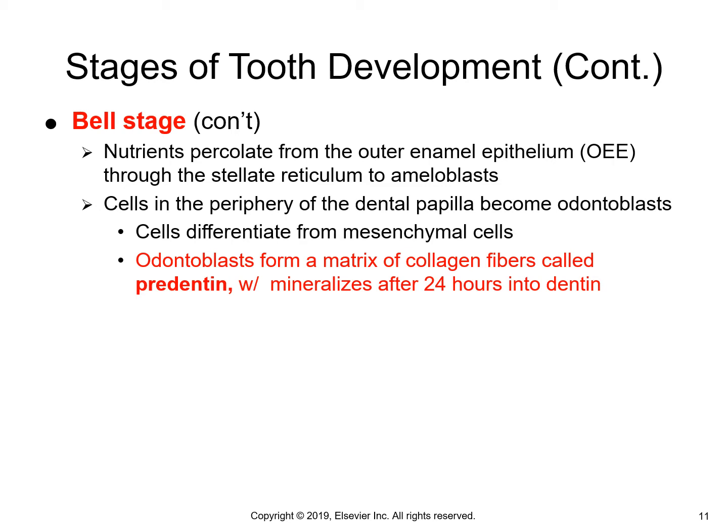Cells in the periphery of the dental papilla become odontoblasts, and the cells differentiate from mesenchymal cells. Odontoblasts will form a matrix of collagen fibers called predentin, and this predentin will mineralize after 24 hours and become dentin.